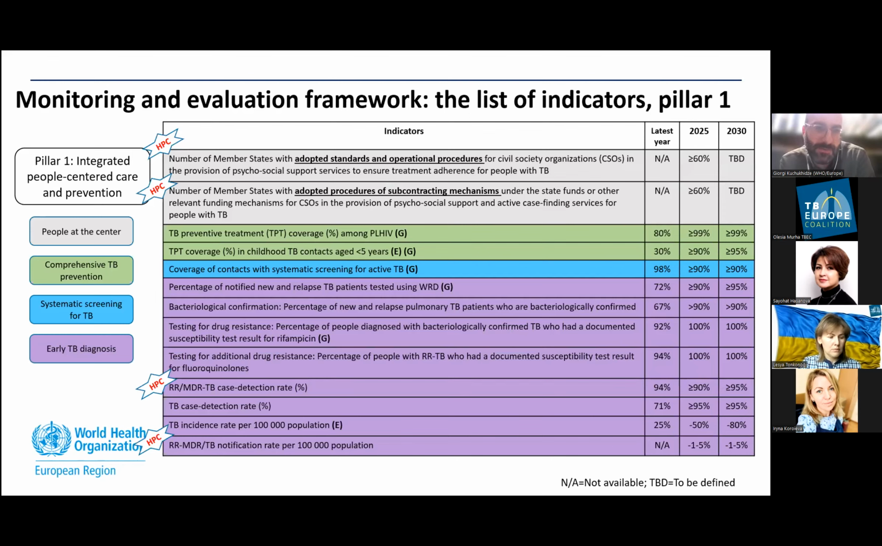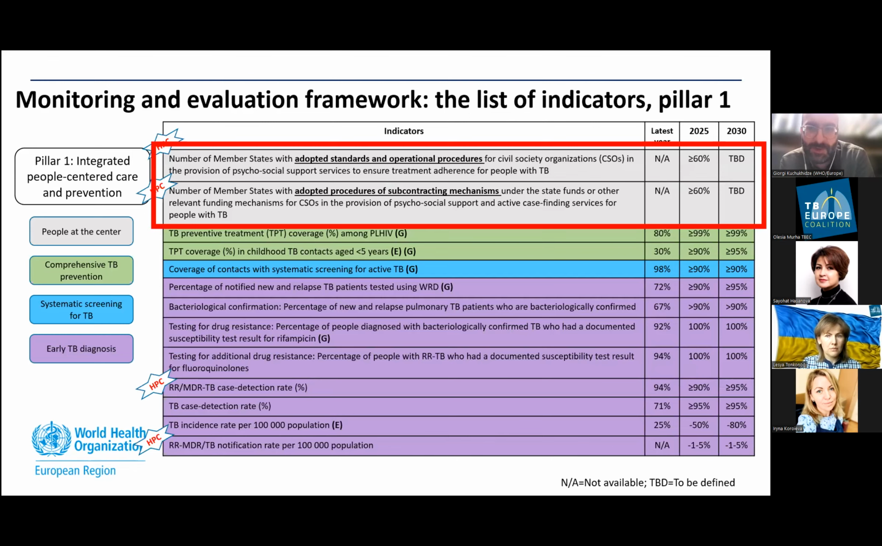These are the list of indicators, and I want to draw your attention to the first two indicators, which are under the area of intervention called People at the Center, and which are about the meaningful engagement of civil society organizations in the provision of some of the services and support to TB patients.